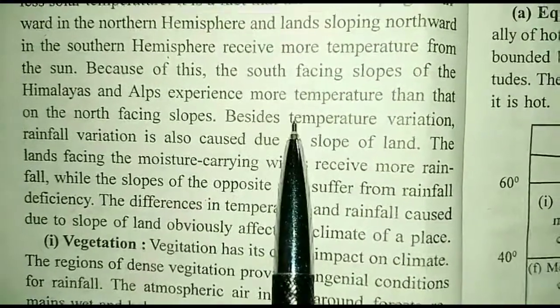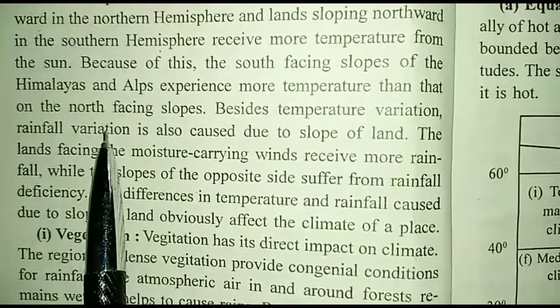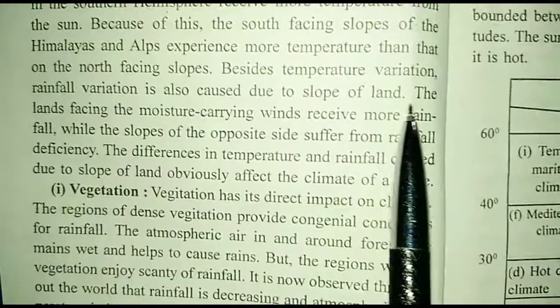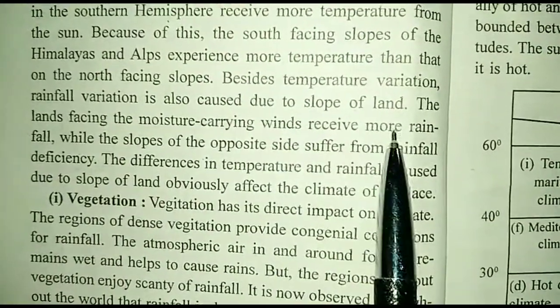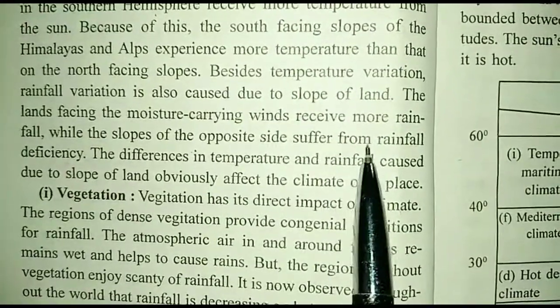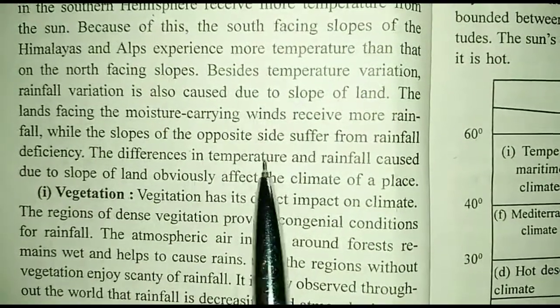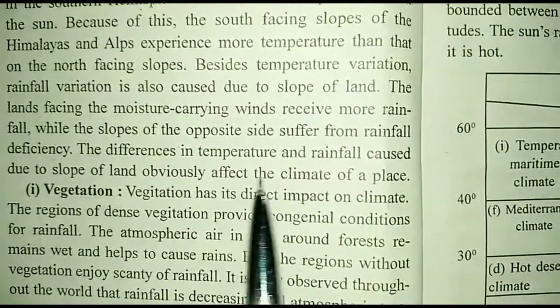Means in those areas the temperature variation occurs as well as the rainfall variation also occurs due to the slope of the land. The land facing the moisture carrying winds receive more rainfall while the slopes of the opposite sides suffer from rainfall deficiency. And the differences in temperature and rainfall caused due to slope of land obviously affect the climate of a place.